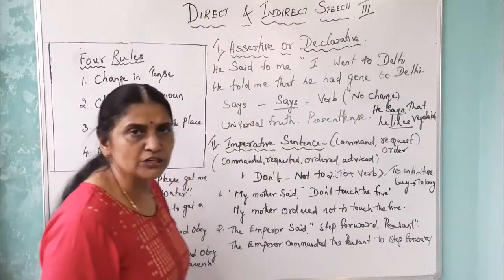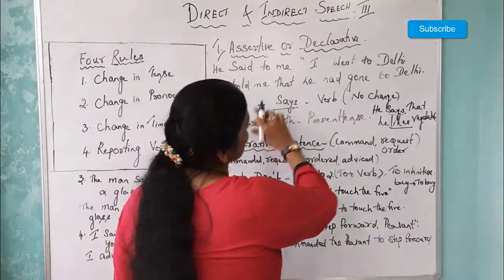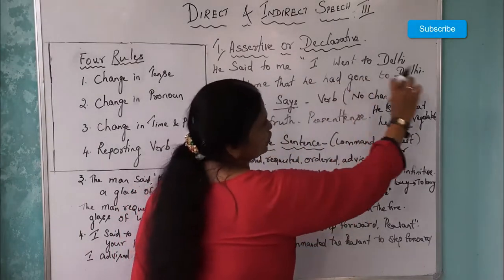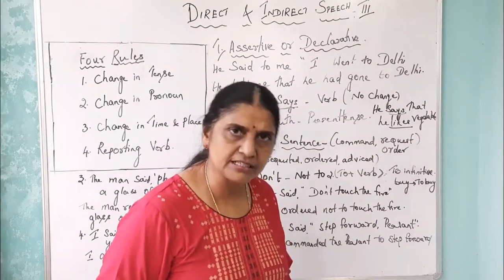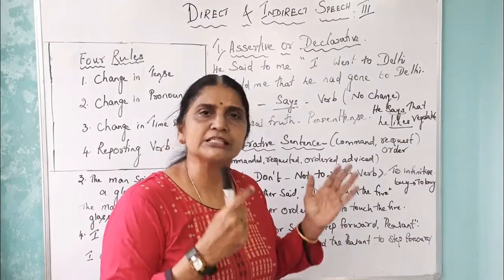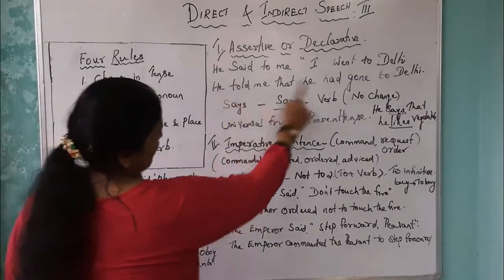If you get the reporting verb as says, don't change says to said. You have to put it as it is, and also you should not change the verb, and you have to place the verb as it is. If it is present tense, put it as a present tense. If it is past tense, put it as past tense. That is as regard to says.